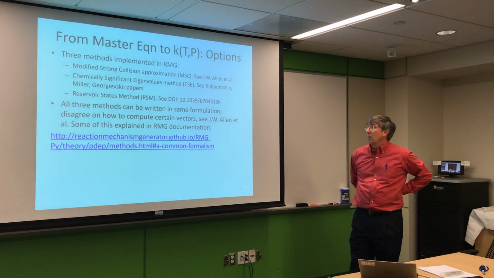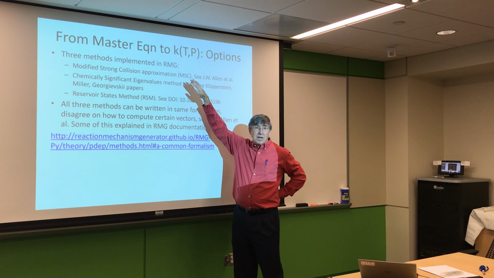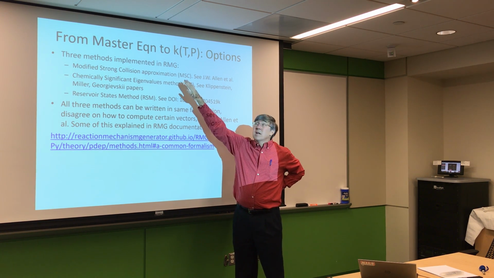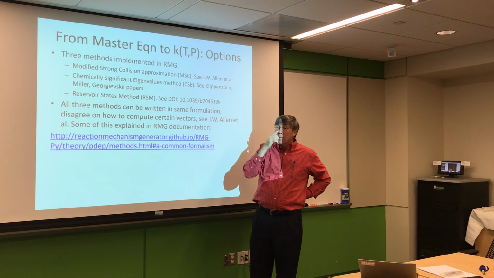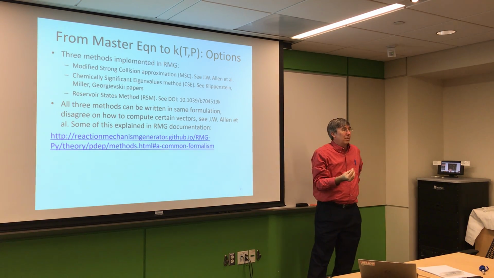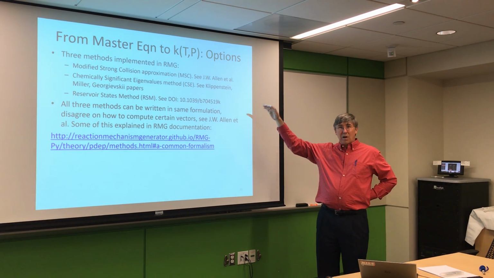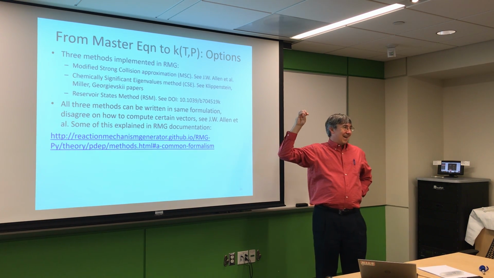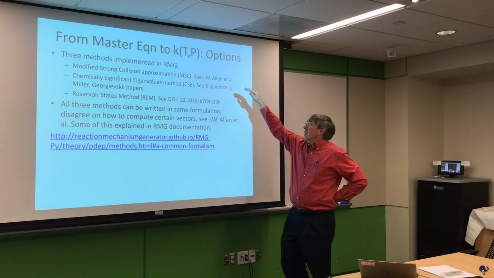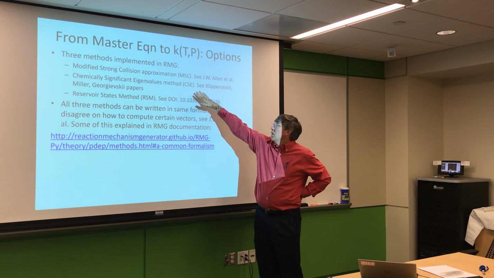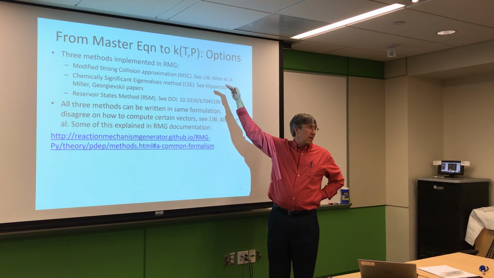There are 3 methods implemented in RMG. The one that's used in RMG is really the modified strong collision approximation. Josh has a nice discussion about it in that paper with BCCP. This one is by far the most robust and simple, and numerically fast. So for RMG, if you just want a rough number, this is a really great way to go. However, it's pretty rough, so if you really want an accurate number, this is not the way to go. The chemically significant eigenvalues method is, I think, considered to be the best method currently available. Still not perfect, but it's a pretty good method.